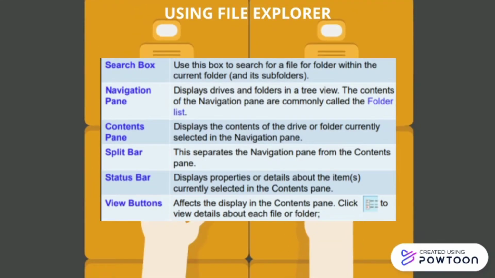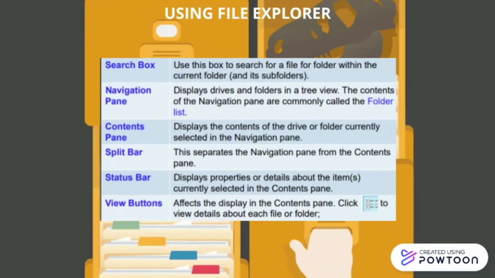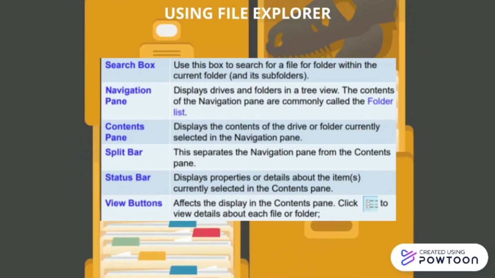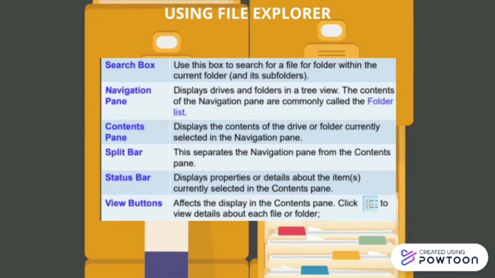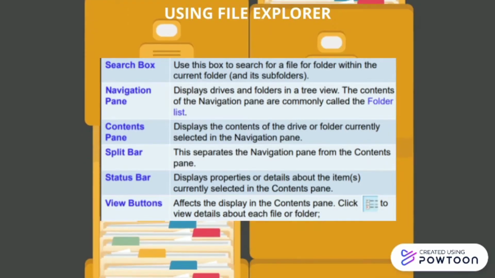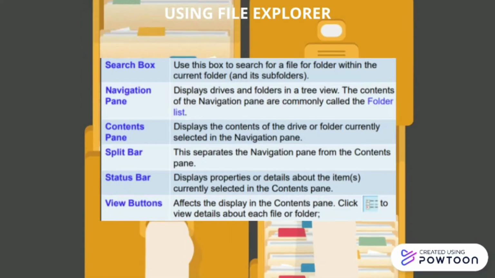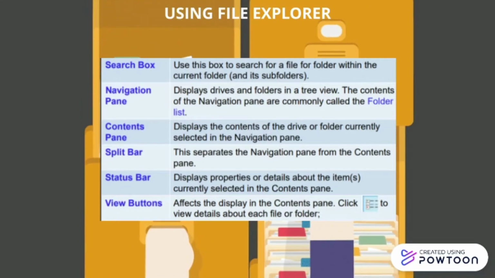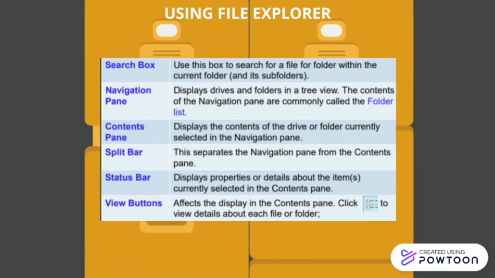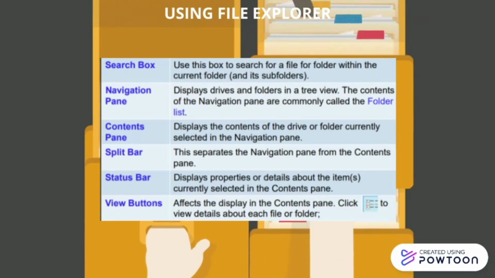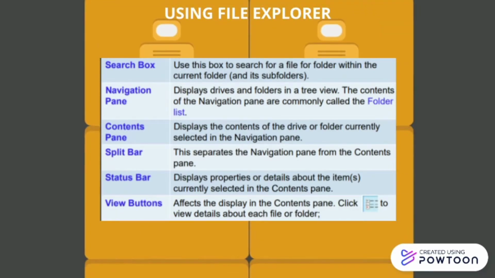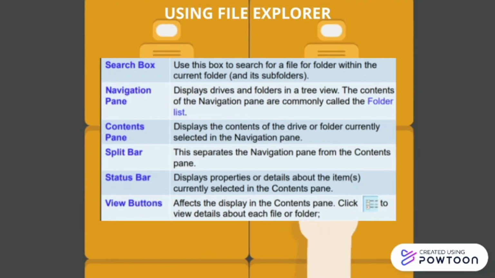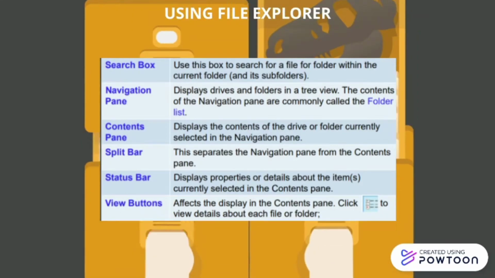Navigation pane. Displays drives and folders in a tree view. The contents of the navigation pane are commonly called the folder list. Contents pane. Displays the contents of the drive or folder currently selected in the navigation pane. Split bar. This separates the navigation pane from the contents pane. Status bar. Displays properties or details about the items currently selected in the contents pane. View buttons. Affects the display in the contents pane. Click to view details about each file or folder.